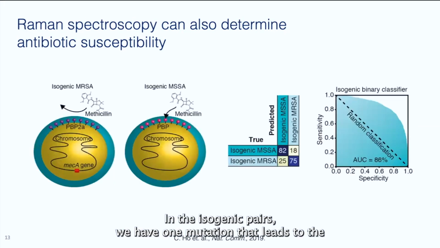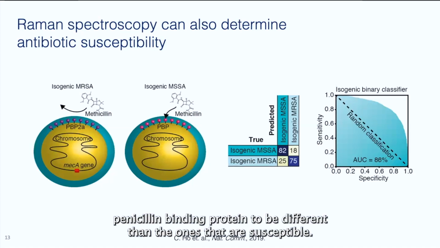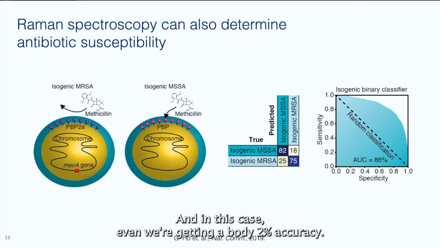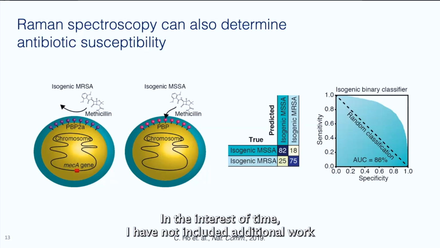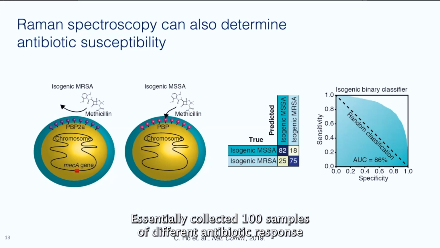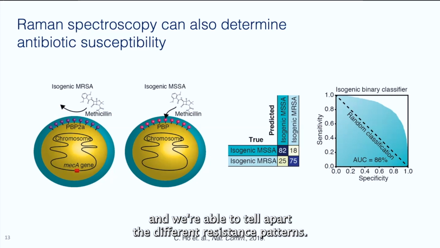In the isogenic pairs, we have one mutation that leads to the penicillin binding protein being different from the ones that are susceptible. And in this case, we're still getting about 82% accuracy. In the interest of time, I have not included additional work that we've done here. Essentially, we collected 100 E. coli samples of different antibiotic responses, and we're able to tell apart the different resistance patterns.